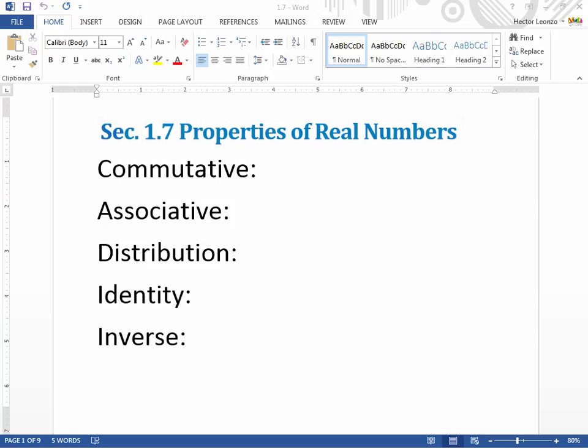Okay, 1.7 is about the properties of real numbers. There's a few. There's five: commutative, associative, distribution, or distributive, some people call it, identity, and inverse.